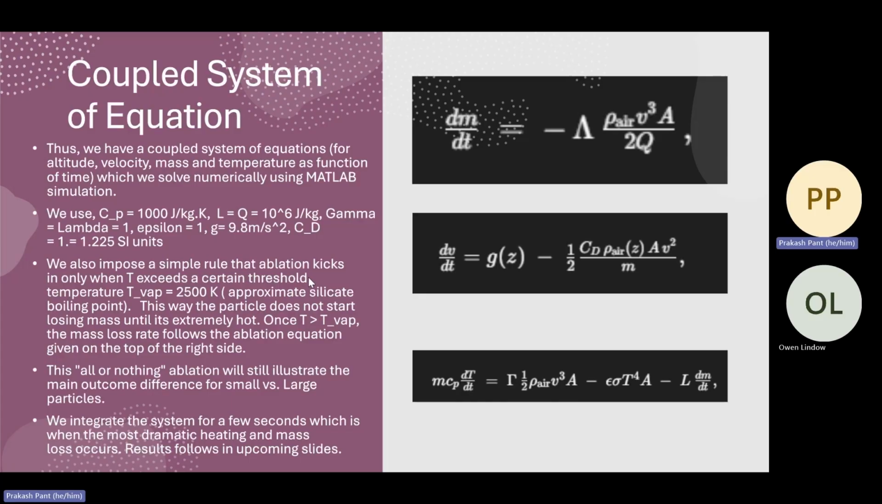So the constants that we have used are on the screen, and we also use the extra rule that the mass does not ablate until the temperature reaches 2500 Kelvin, which is actually the boiling point of silicate, right? And that actually does a pretty good job in the results that are in the upcoming slides.